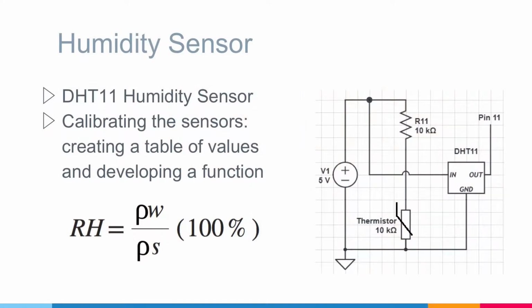The next sensor that we built was a humidity sensor, which consisted of a DHT11 humidity sensor. The DHT11 measures the relative humidity, which is a percentage, in the air using the above equation. RH equals rho W over rho S times 100%, where rho W is the density of water vapor and rho S is the density of saturated water vapor. In addition, the circuit diagram to the right illustrates the complete temperature and humidity sensor.